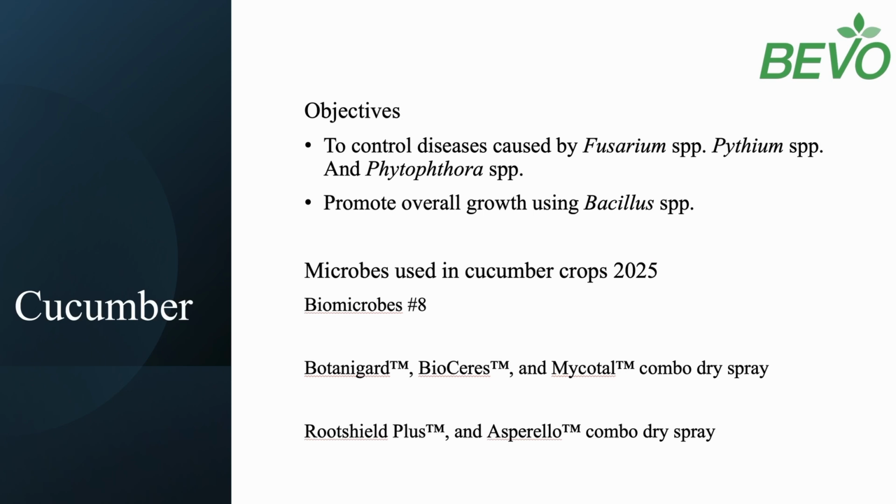The microbe used in this cucumber crop this year, we changed to a product called Biomicrobes number 8. It has 8 different species of Bacillus inside the mixture, and we apply it through drenching in our system to promote the overall growth of the cucumber. And the others are the same as what we saw before: Botanica, Bioceres, Mycota, etc.